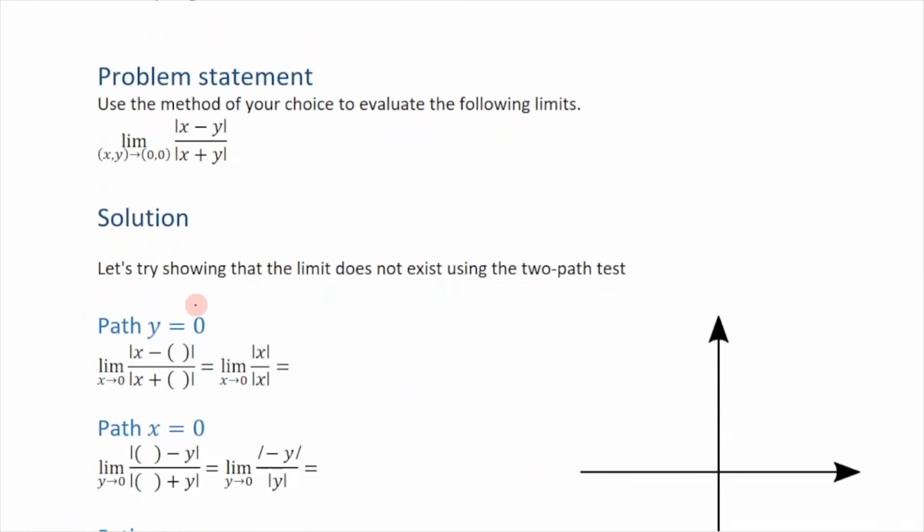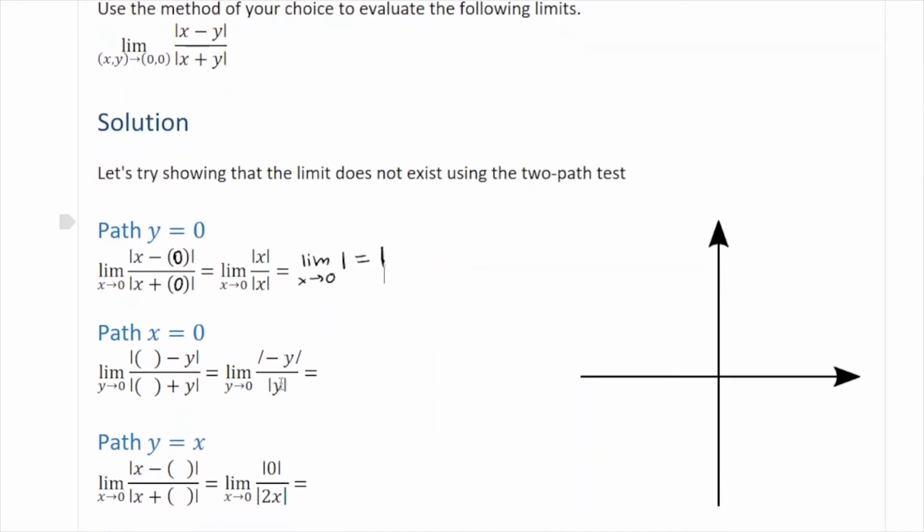So the first path I tried was y equals 0. The reason I didn't try hard finding this limit is that the two-path test is a really simple thing to do, so why not just try using it and see what happens? When I plug in y equals 0, I'm left with x being the only variable, so I have this x here, and then instead of y, I plug in 0. So I get absolute value of x over absolute value of x, and this is the limit of 1, which is just 1.